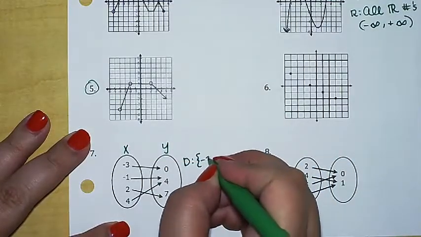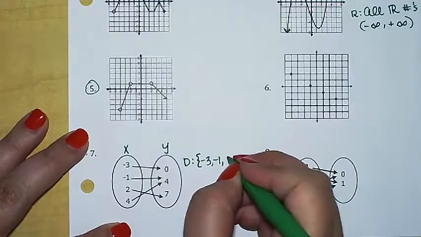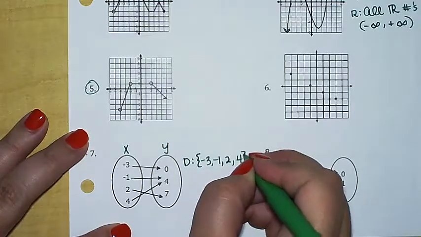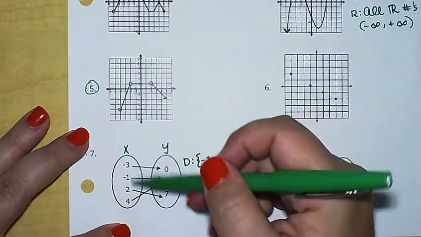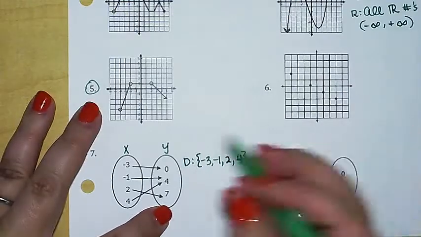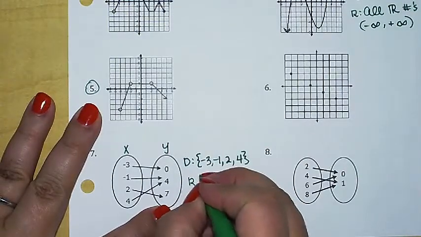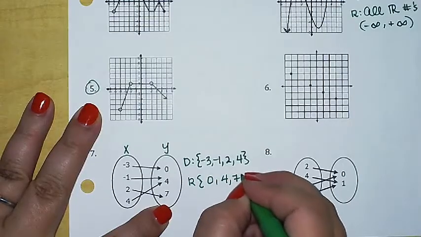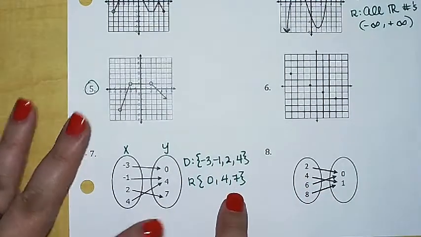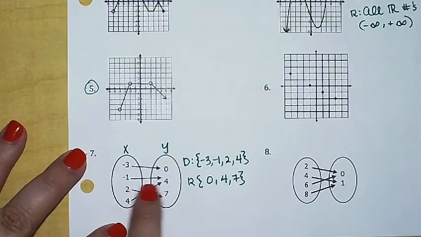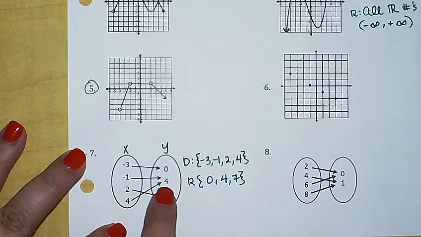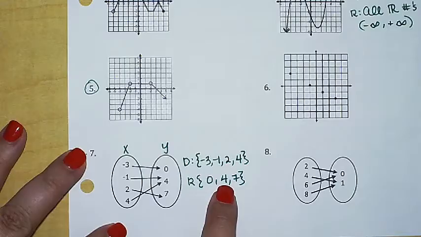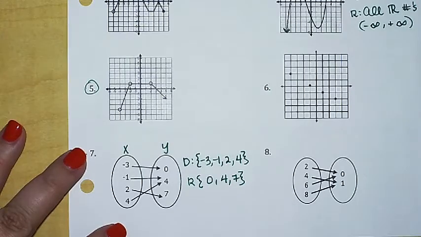So I can see here that it's -3, -1, 2, and 4. Those were the possible inputs that were used. And then as far as the range, the possible outputs, it's just 0, 4, and 7. And again, just like with the mapping diagram, we would not repeat them. Even if, for example, -1 is with 4 and 4 is with 4, we only have to write it once. There's our domain and range.